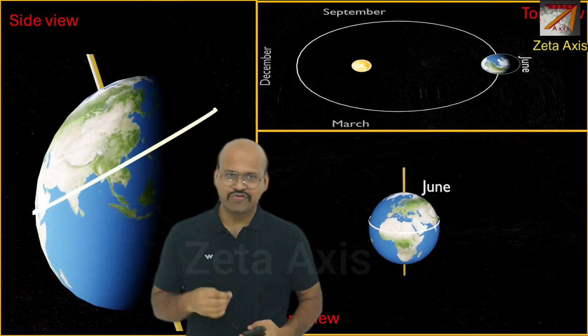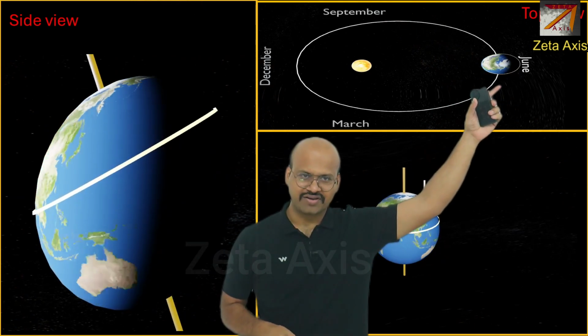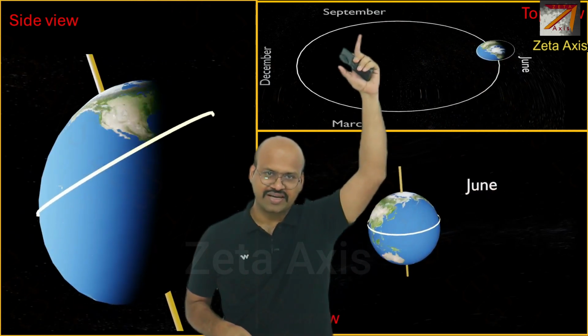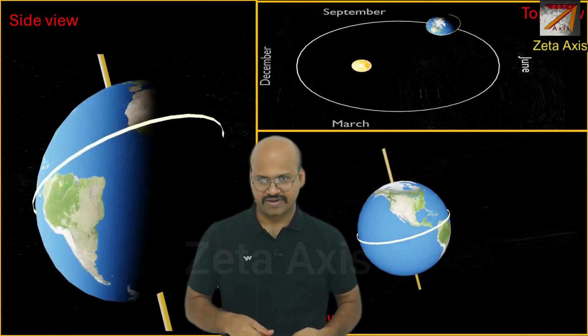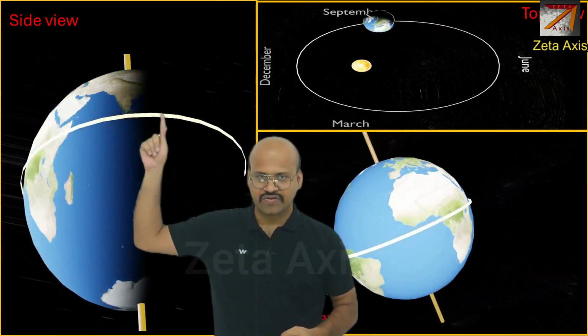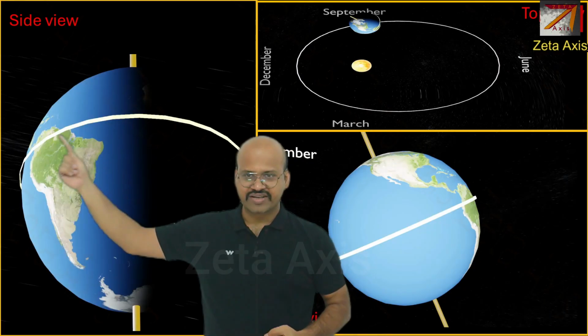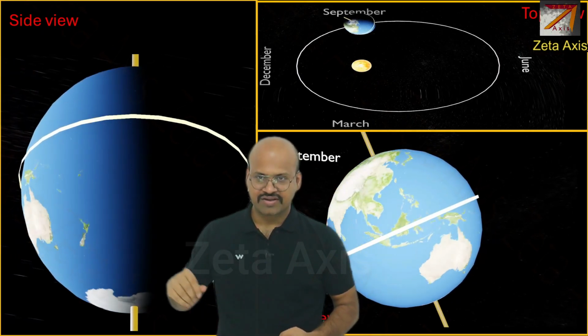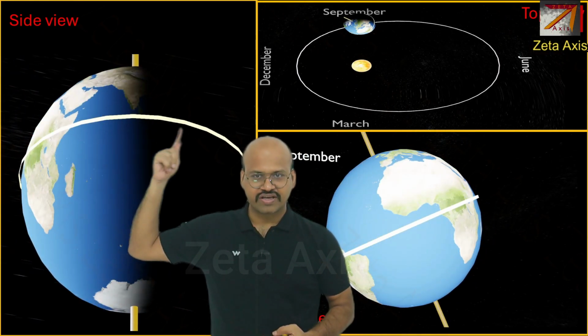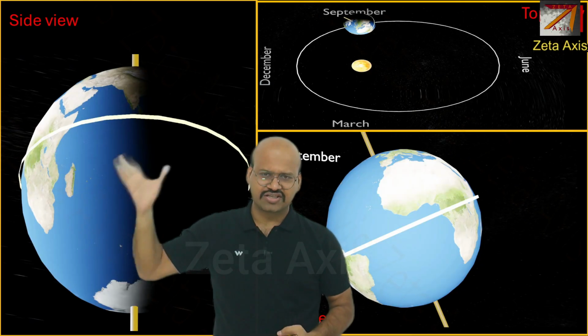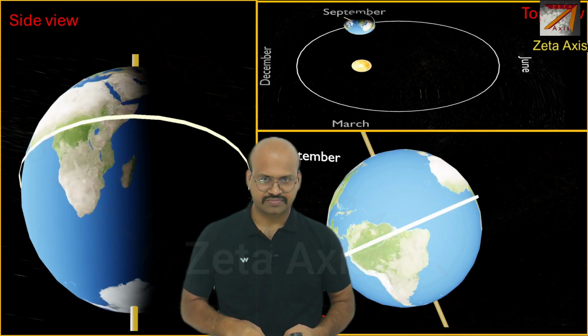Similarly, when it will move further, the sun will move from here to this position. It will reach this position by September. Again, the sun will move over the equator. We can see that the sun is again over the equator, just below India. And this is again the September equinox.